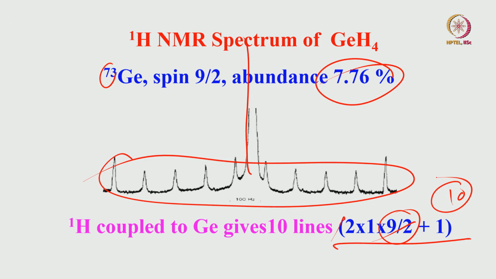What is the intensity? Almost 7.76, close to 8% compared to the strong peak. You count, there will be 10 peaks: 1, 2, 3, 4, 5, 6, 7, 8, 9, 10. And this intensity ratio is almost 7.7 or 8% with respect to the strong peak. This is the coupling of germanium with proton, whose spin is 9/2. Germanium spin is 9/2.